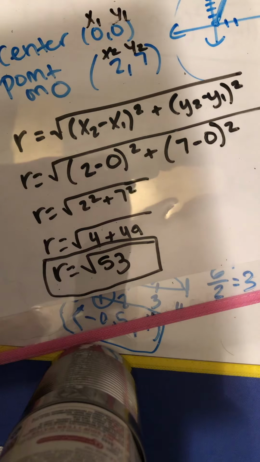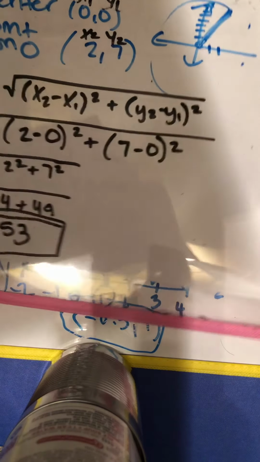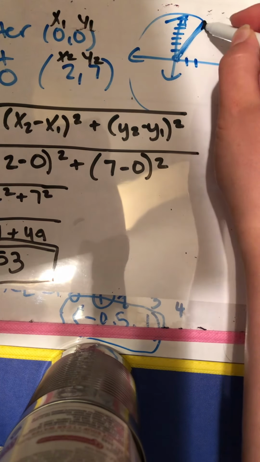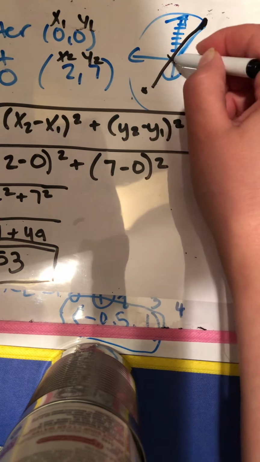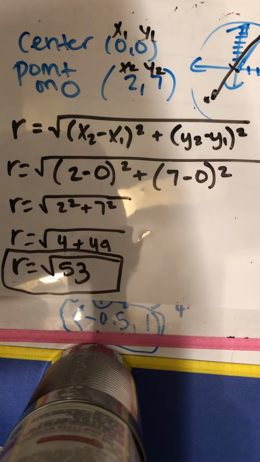If they gave you the diameter, if they said the endpoints of a diameter are from here to here and they give you the points, then when you find your distance, you would just cut it in half.